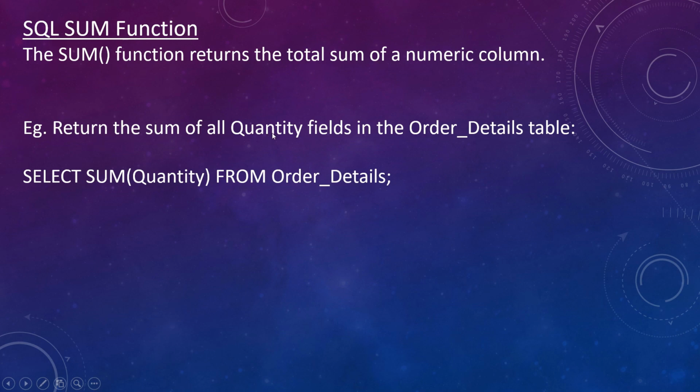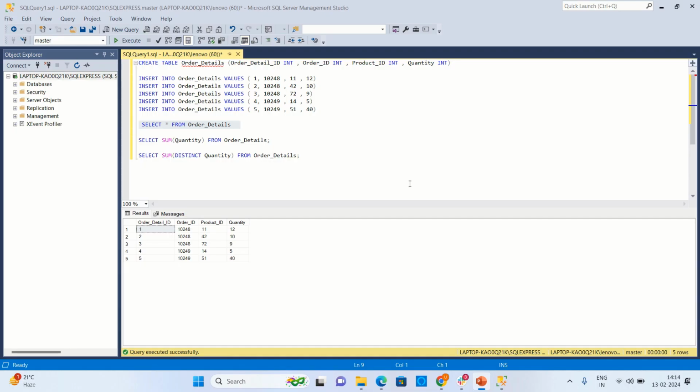So we have created one table named order details, with which we will try to understand the sum function. The question is that we want to return the sum of all the quantity filled from this particular table. This is how we will write the SQL statement. Select, then we will write the sum function, and inside the brackets we will mention the column for which we want this summation, and then the table name. So we will execute this query.